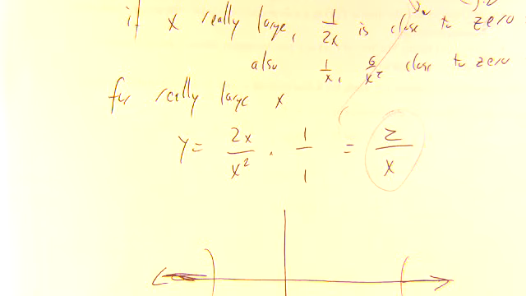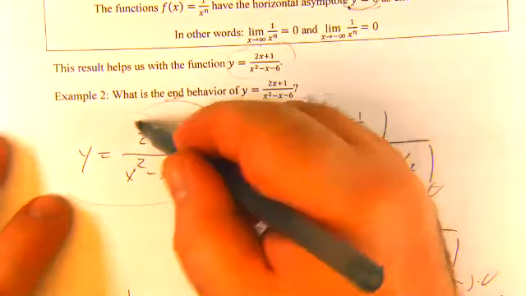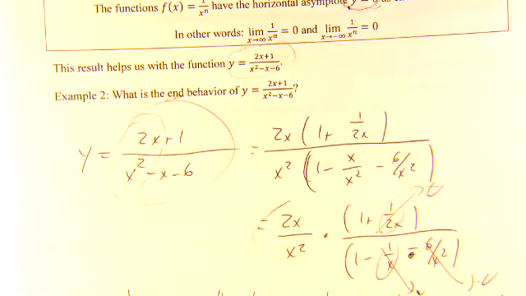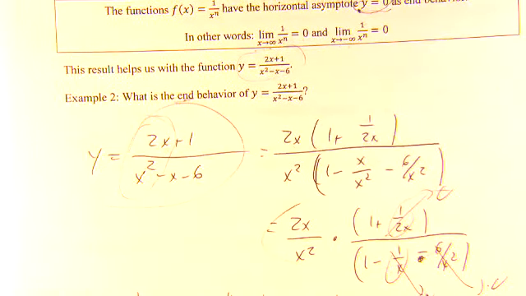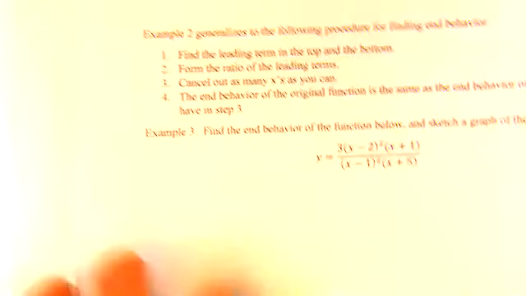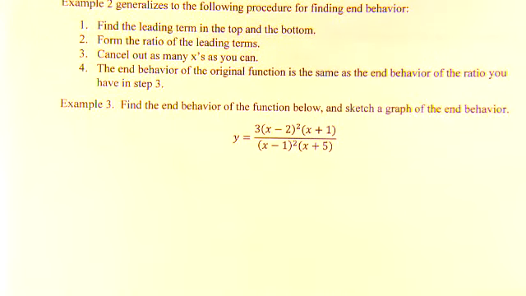So we can generalize this. What actually happens here is that we're looking at the fraction of the highest terms in the top and the bottom to determine the end behavior, right? Because the other terms really don't matter. So to find the end behavior, find the leading terms in the top and the bottom, form the ratio, cancel out as many x's as you can, and see what you get.